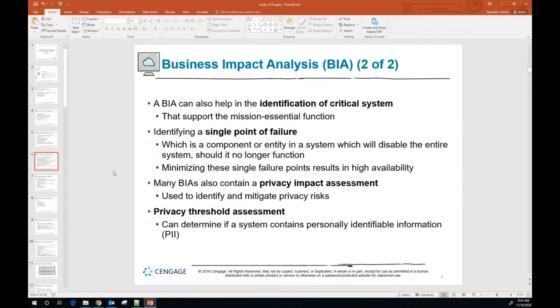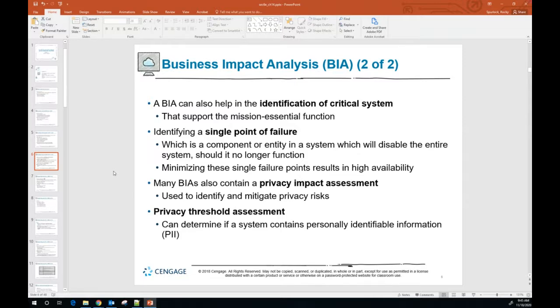Business impact analysis. We can also use this to identify a single point of failure. Can we talk about a single point of failure? That's the component or entity in a system which will disable the entire system. So if that goes down, the entire system goes down. So when we minimize these single points of failure, this is going to result in us having high availability for our business.